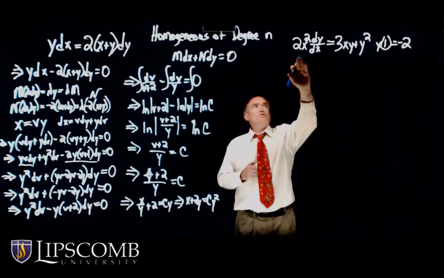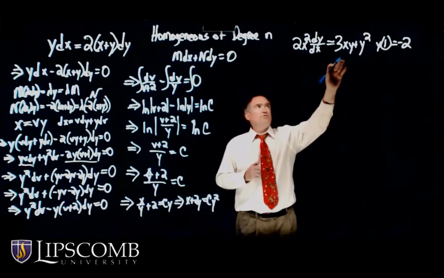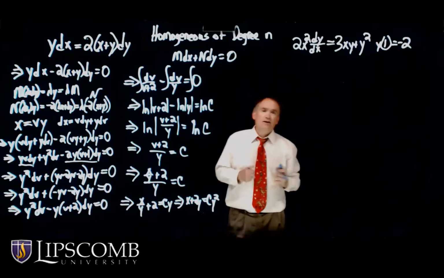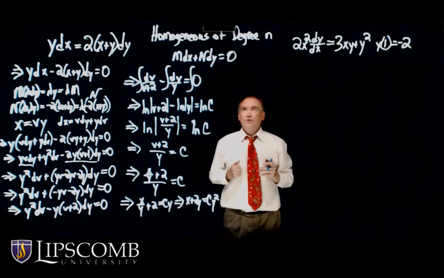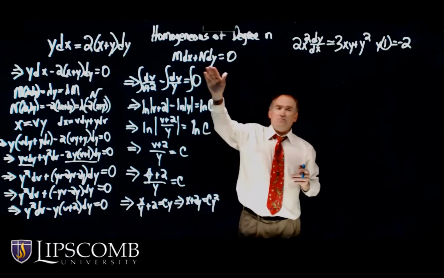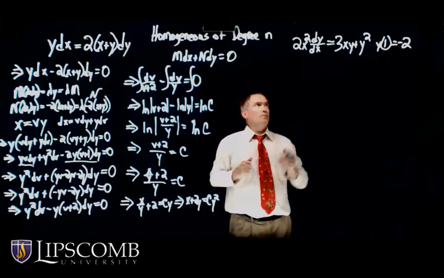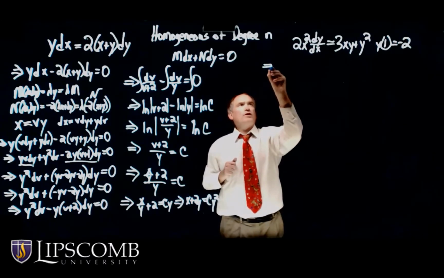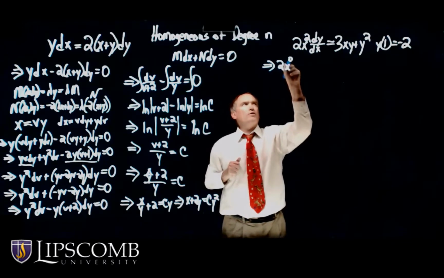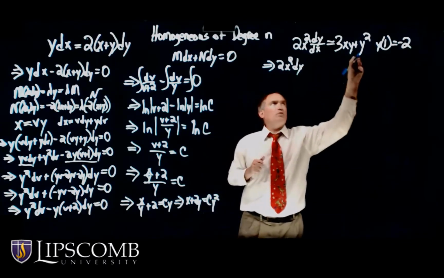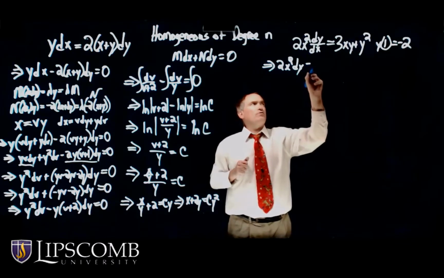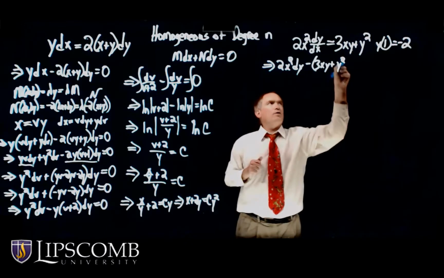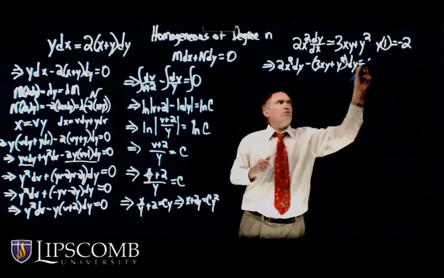So I have 2x squared dy dx equals 3xy plus y squared. Well, the first thing is I need to get it in the form of my homogeneous of degree. So M dx plus N dy equal to 0. So I'm going to cross multiply by the dx and then just bring this over here. So I have 2x squared dy, cross multiply by the dx and bring it over the other side. So minus (3xy plus y squared) dx equal to 0.